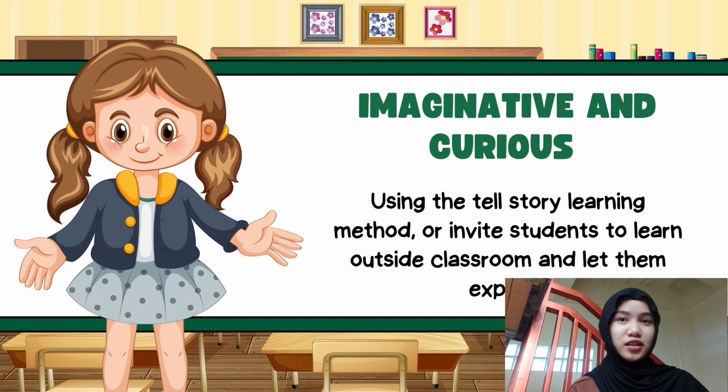The second characteristic is imaginative and curious. As we know, young learners are curious about something, and they always ask us and want to know about something. So, with these characteristics, as teachers, we can use the storytelling learning method, like fairy tale stories, and we can invite them to get out of the class and let them explore outside. By exploring, they can learn anything outside.